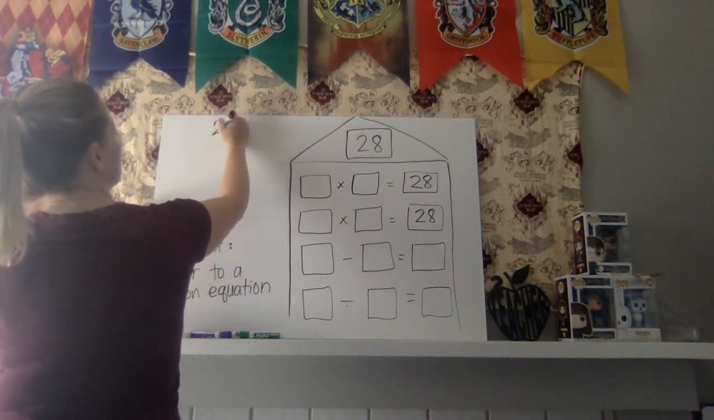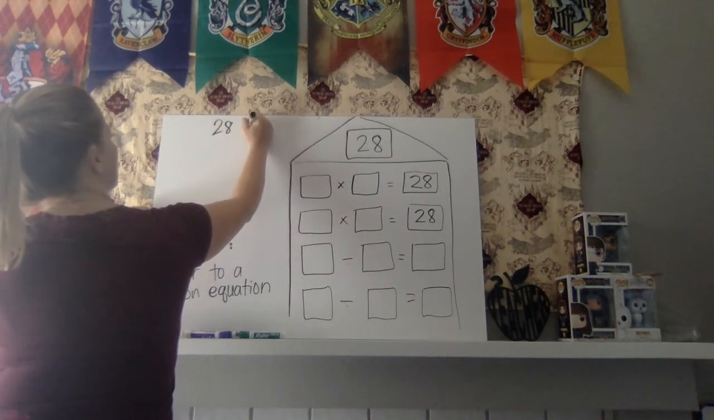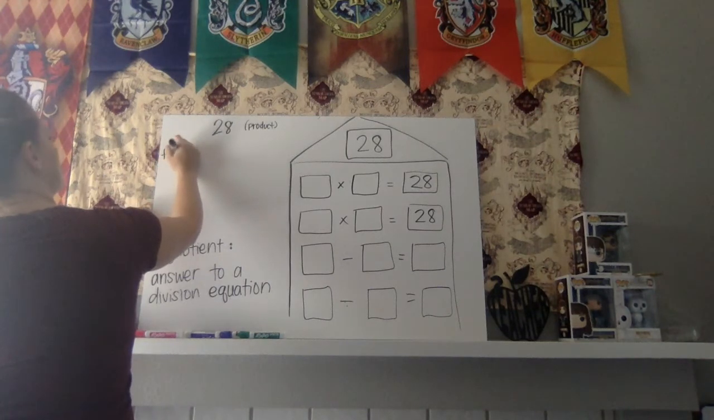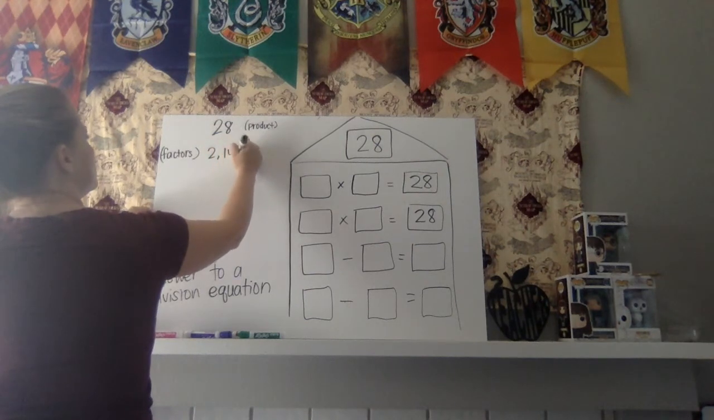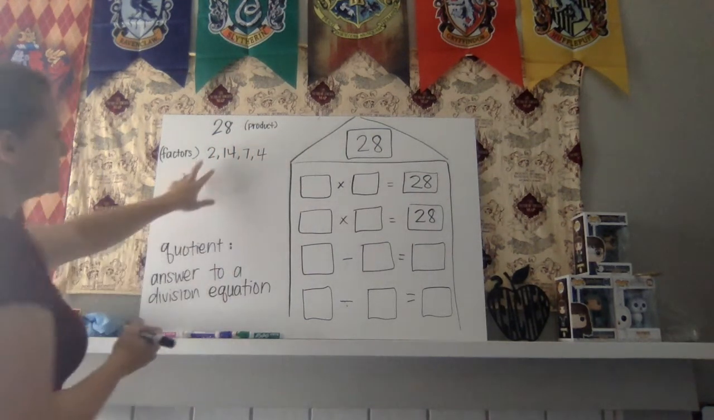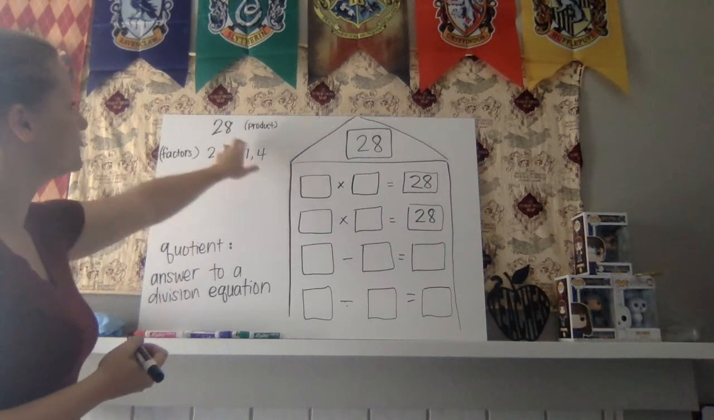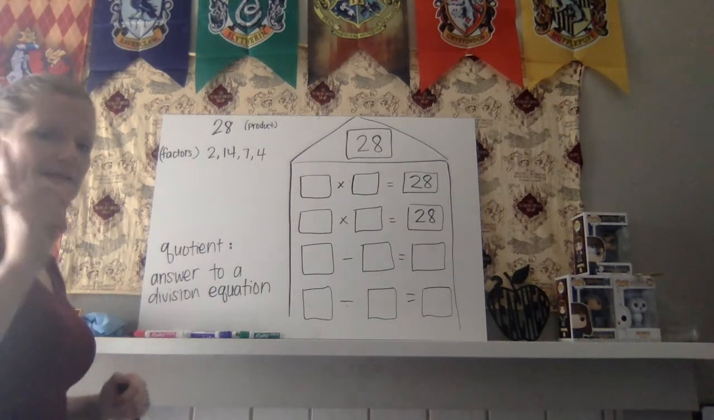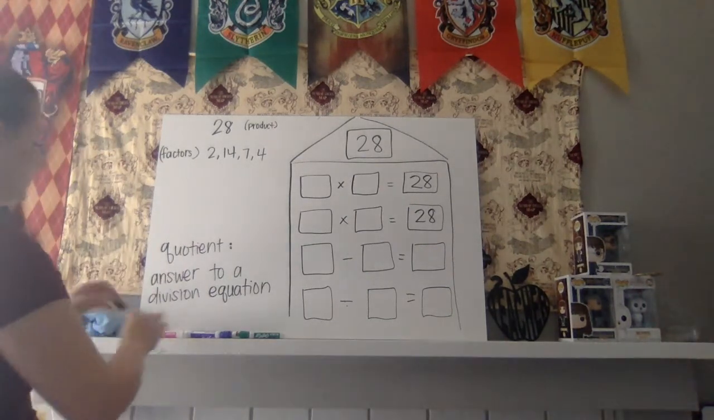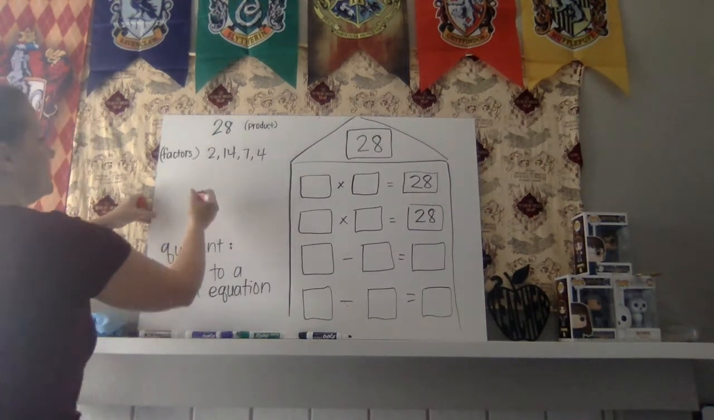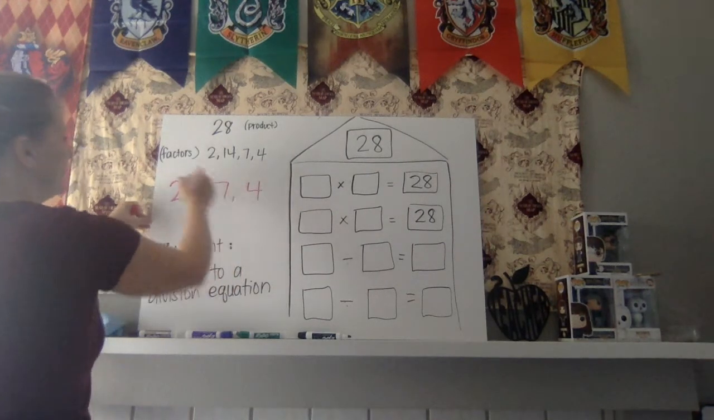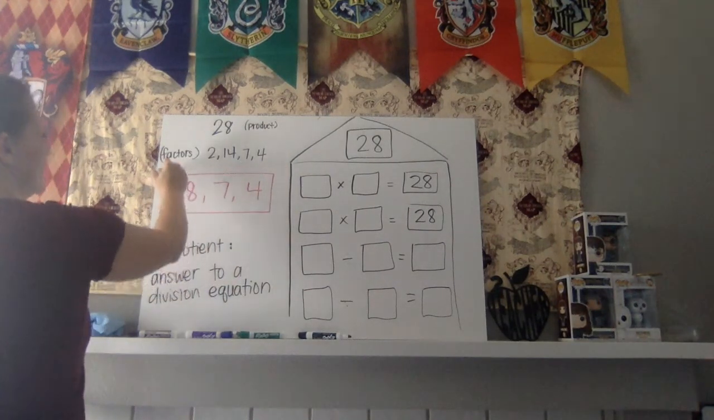So we have a product of 28. So this is the product, okay? And our factors of 28 were 2, 14, 7, and 4. Because 2 times 14 equals 28, and 7 times 4 equals 28. On the fact family, I only want you to pick one set to make a family. So we're going to choose the numbers 28, 7, and 4. Okay, only 3 numbers. So this is our family.